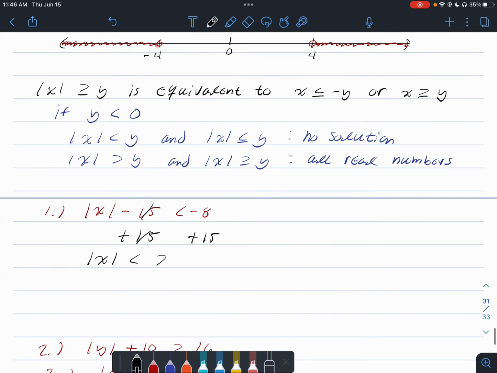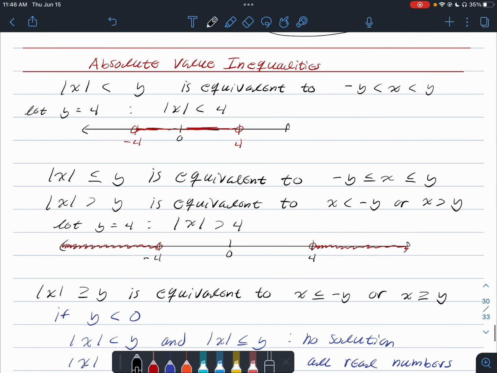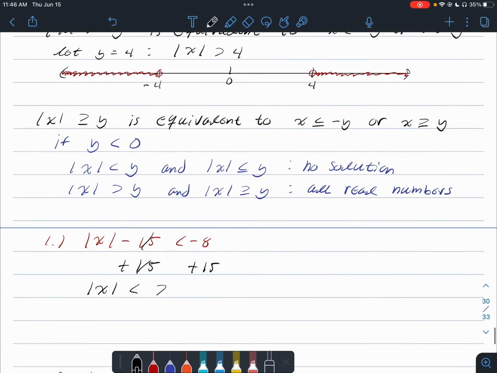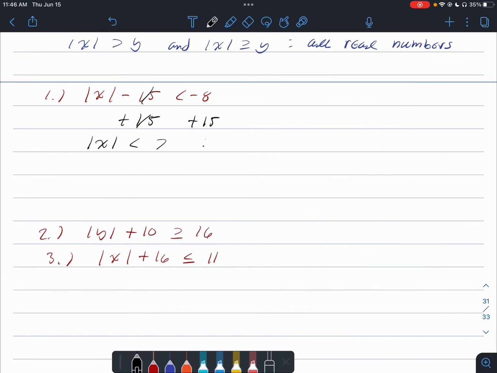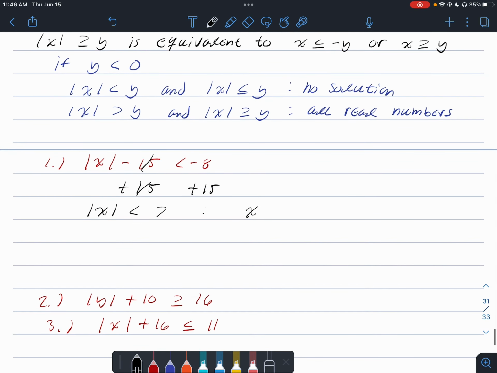Okay, so taking a look at our rules here, 7 is positive. Okay, so we can look at our initial rules. So this is going to be equivalent to, for the absolute value of x is strictly less than y, this is equivalent to saying we have negative 7 is less than x, which is less than 7. So we want all values of x that are within 7 on the number line.